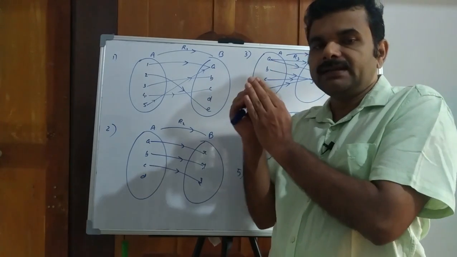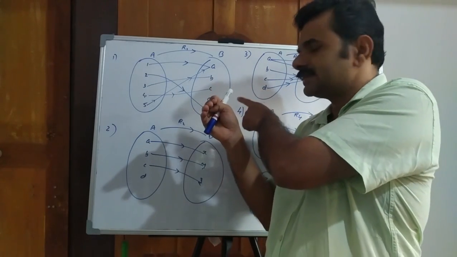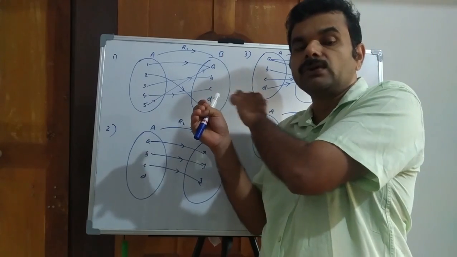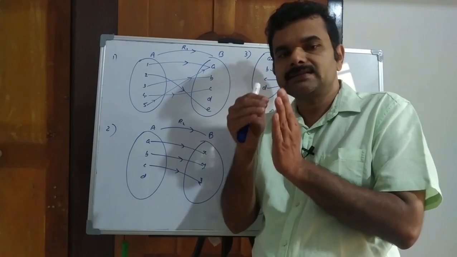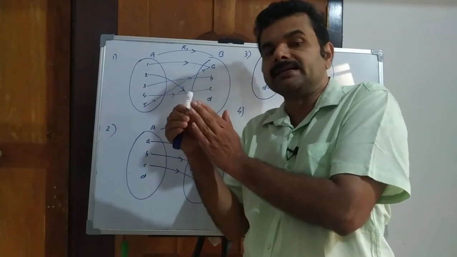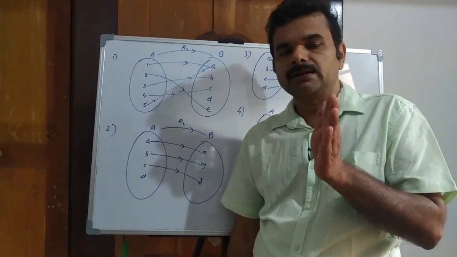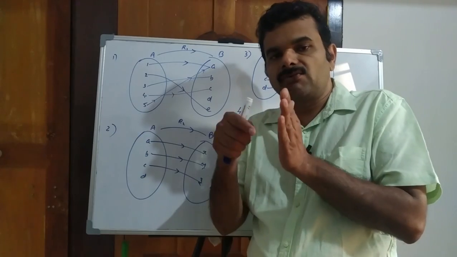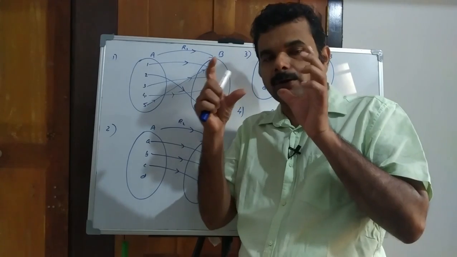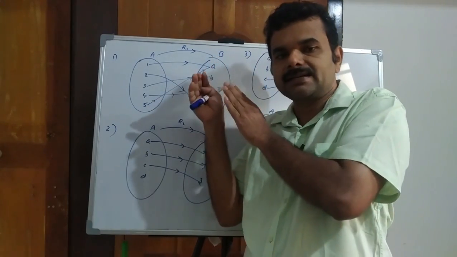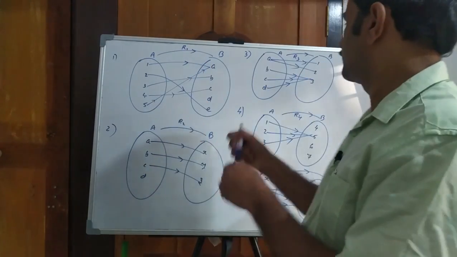Listen here with the property. Every element of the set A has images in the set B which are unique. That is, every element of the set A has one and only one image in the set B. Every element of the set A must have one and only one image in the set B. If this property is satisfied by a relation, then we say that the particular relation is a function. Function.